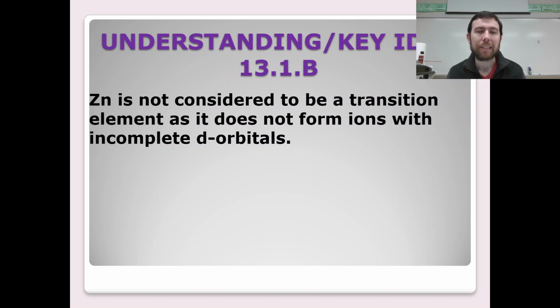Now, one thing we need to consider as we get started is that, as we've mentioned already, zinc is not considered a transition element because it doesn't form multiple ions with incomplete d orbitals, right? If you remember, zinc always forms a 2+ ion because it loses its 4s electrons, and none of the d electrons get used. So that's an important thing to remember going forward: transition elements are transition elements because their d orbitals get involved in the loss of electrons in chemical bonds to form different ions. Keep that in the back of your mind.